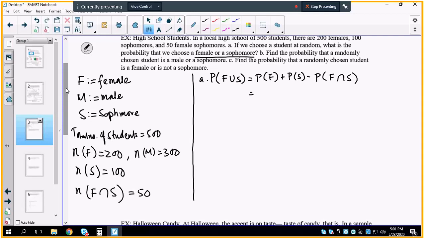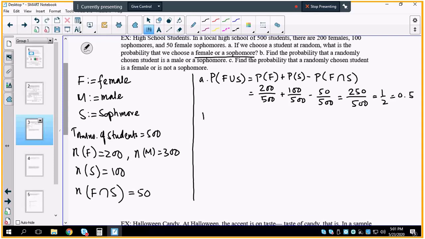So I will do it by the numbers. This is 200 over 500 plus 100 over 500 minus 50 over 500, and I will get 300 minus 50. So 250 over 500, that's 1/2, so 0.5.